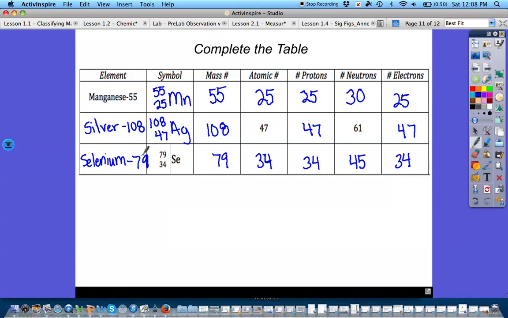So your practice on page 6 is a chart very similar to this that you're just filling in, using the information given to calculate the other subatomic particles. Your quiz also has a chart like this for subatomic particles. Feel free to stop by and ask me if you have any questions.